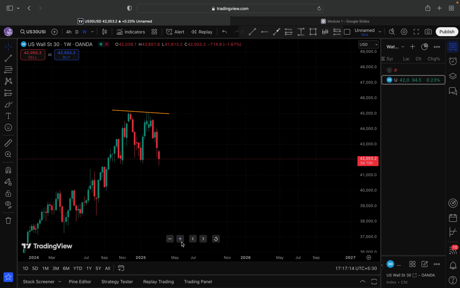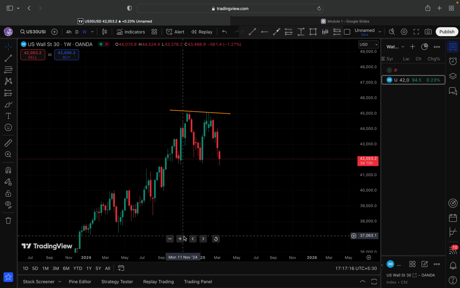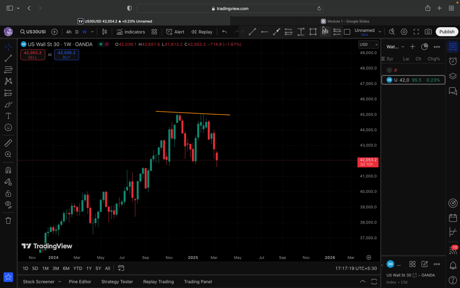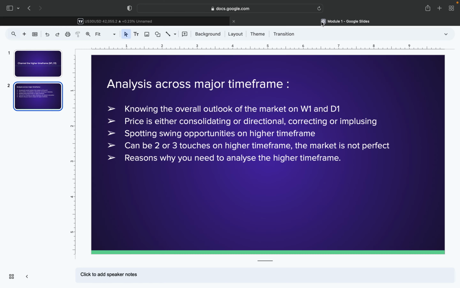So that is it for that. After you do your major analysis on your major time frame, you'll be able to know the phase the market is at, either correcting or impulsing or consolidating, or is it in the directional moment.